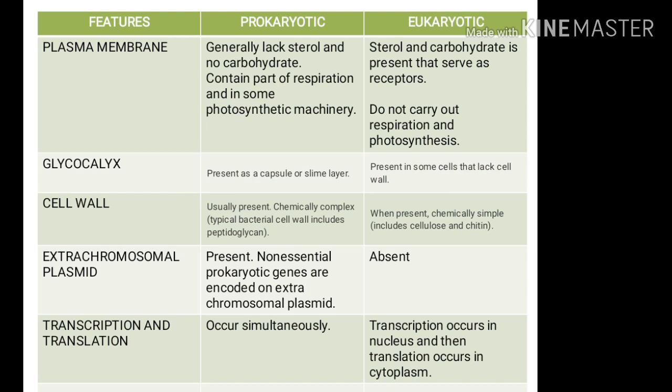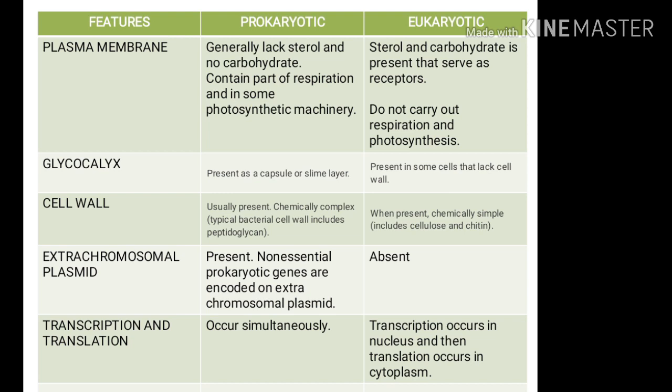The glycocalyx in the prokaryotic cell is present as a capsule or slime layer, while in the eukaryotic cell, it is present in some cells that lack a cell wall. The cell wall is usually present in both prokaryotic and eukaryotic cells. The extrachromosomal plasmid. In the prokaryotic cell, it is present. The non-essential prokaryotic genes are encoded on extrachromosomal plasmids, while in the eukaryotic cell, the extrachromosomal plasmid is absent.